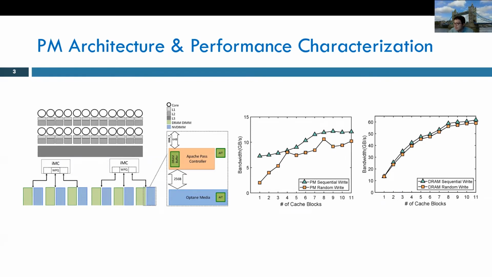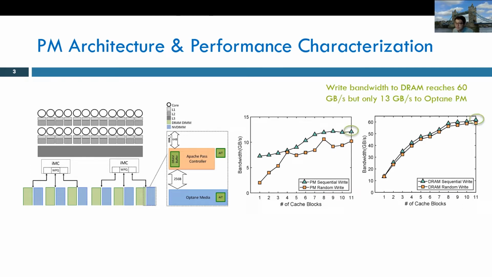The data transfer size between the processor and the persistent memory is 64 bytes. The Optane internal transaction size is 256 bytes. The right side figure shows a performance characterization of the write performance of persistent memory and DRAM.